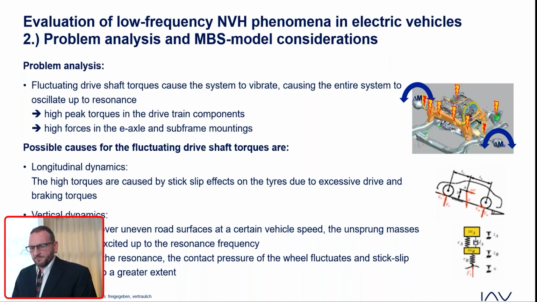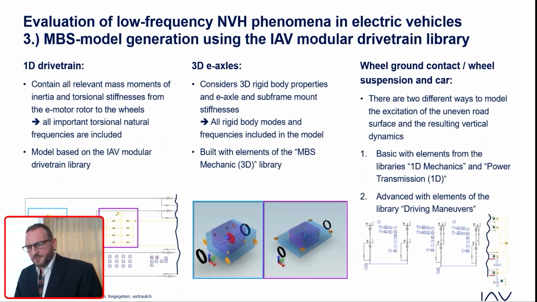On the next slide, I want to show the common simulation model and its components. The 1D drivetrain contains all relevant mass moments of inertia and the torsional stiffnesses from the E-motor rotor to the wheels. By this, all important torsional natural frequencies are included in the simulation model. The majority of the drivetrain model was built with elements of the IRV's modular drivetrain library.